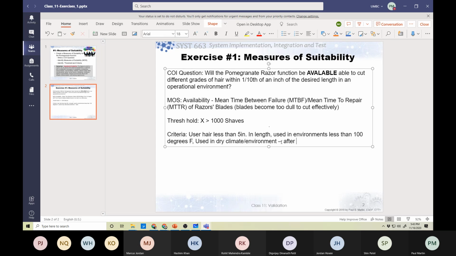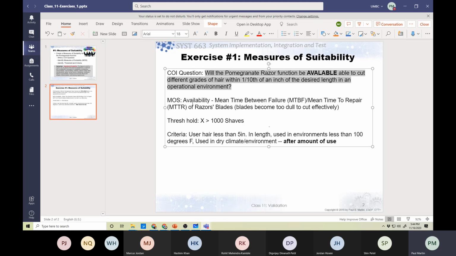It has to be used in environments that aren't that hot, so the metal doesn't dull, and it has to be used in dry climates. We don't want it cutting wet hair and stuff like that. So can you see where your question is more like a MOE, right? You're more effective in that question. So you want to make sure your question is related to suitability.